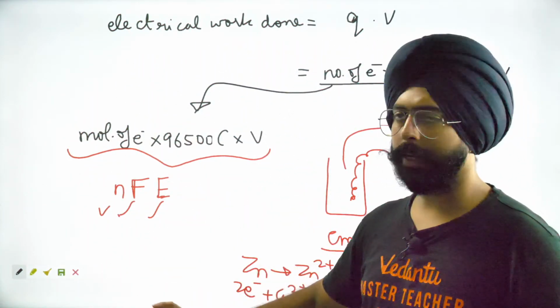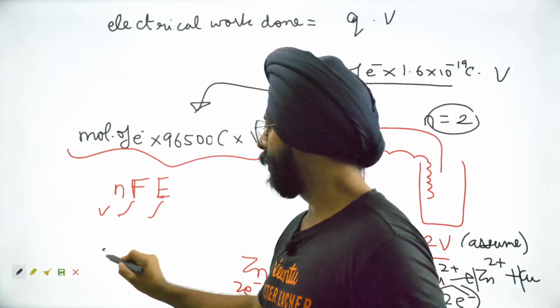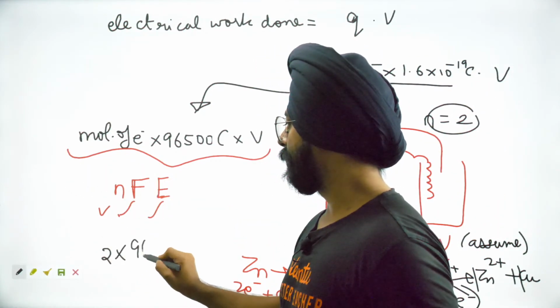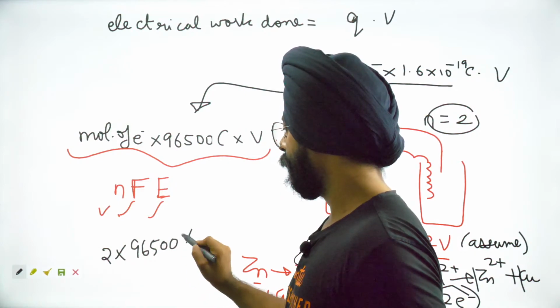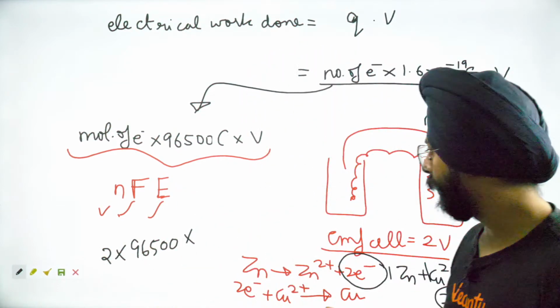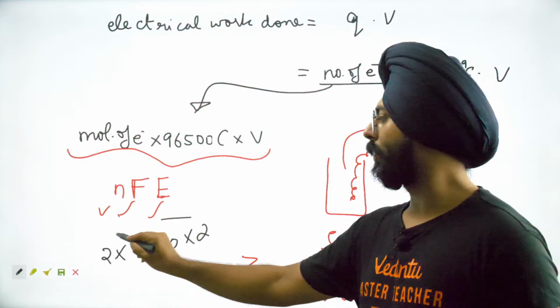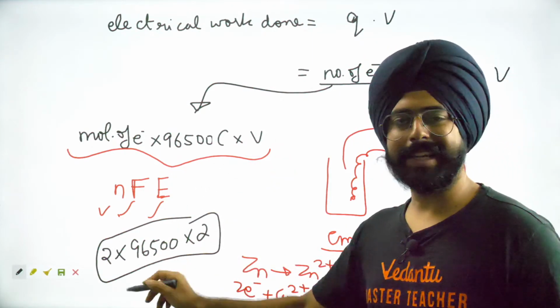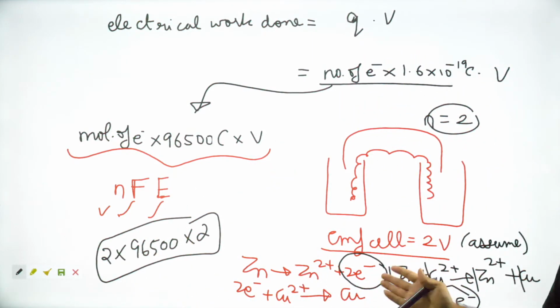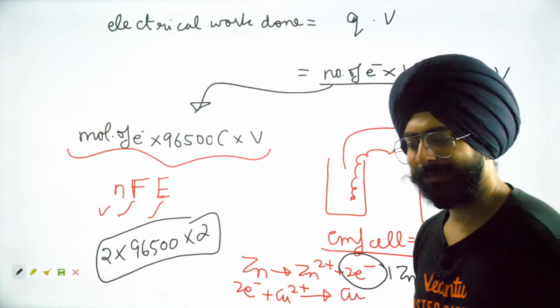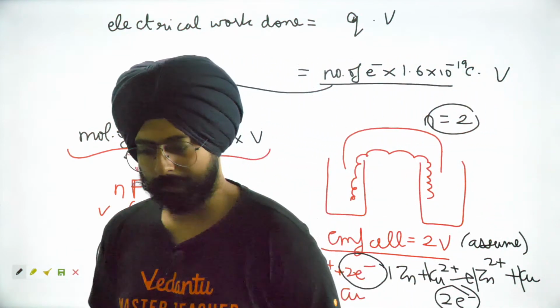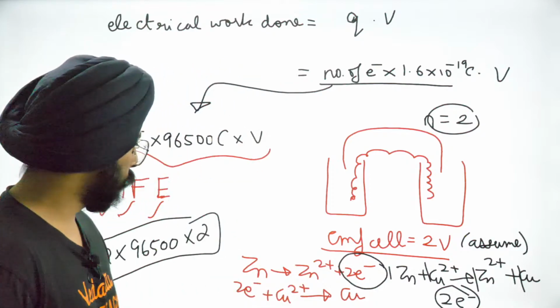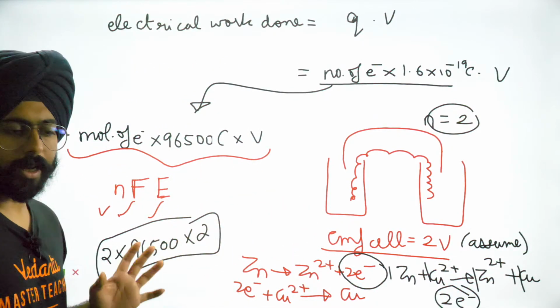So what will come here? N will be 2. Faraday's 96500. How much EMF have I given? 2 volts. This is the electrical work done in this particular cell. Okay, this is the electrical work done in this particular cell.